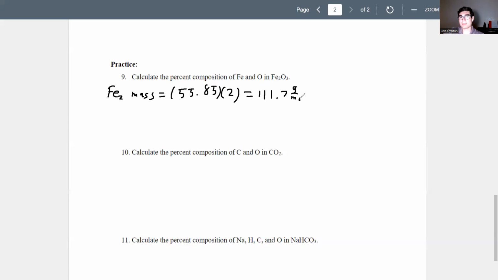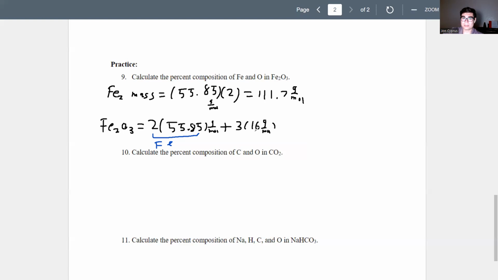That is 111.7 grams per mole if you want to keep the units. Next is the mass of Fe2O3. So this is 55.85 times 2, this is from the iron. And I forgot to put my units of grams per mole here. Plus 3 times 16, right? And this is from the oxygen.